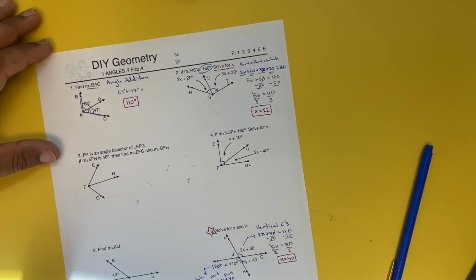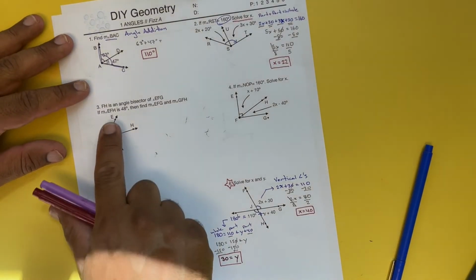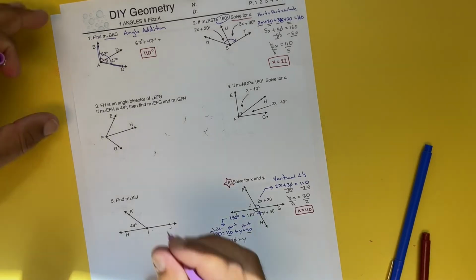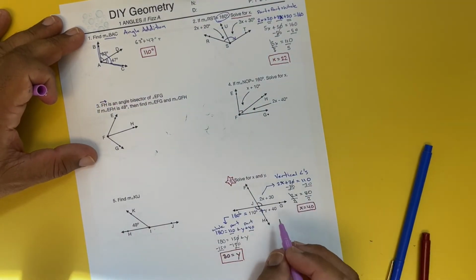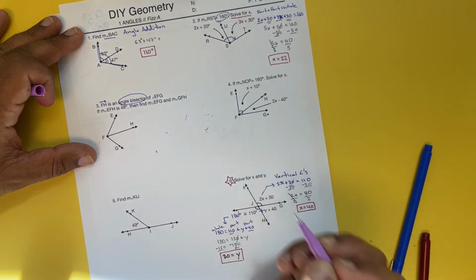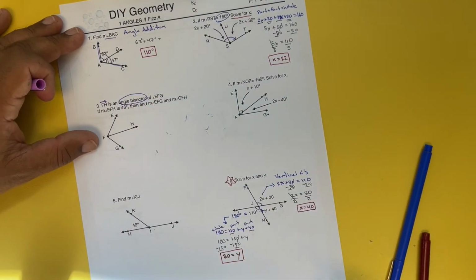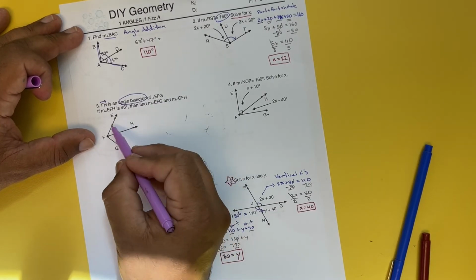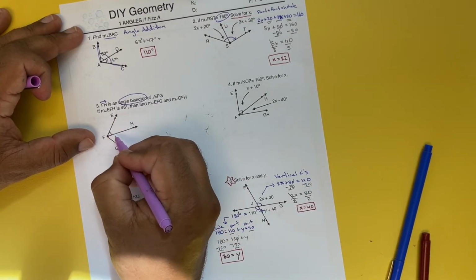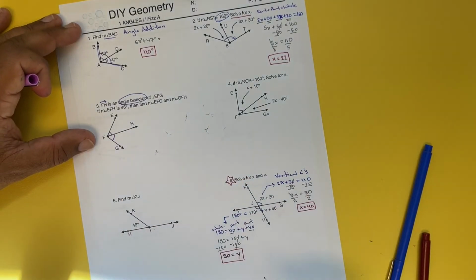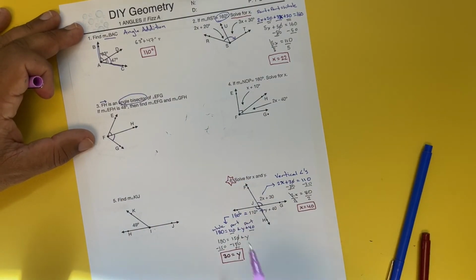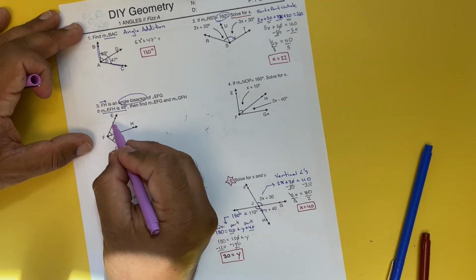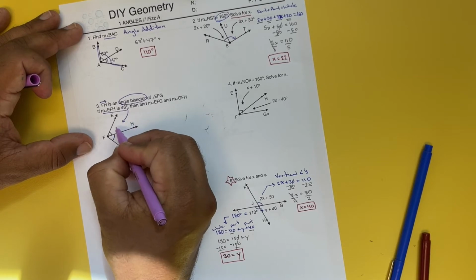All right, moving down the page. Number 3. It's saying that ray FH is an angle bisector. That means it's cutting an angle in half. So FH is an angle bisector of angle EFG. So if it cuts it in half, this angle and this angle are going to be congruent. The measures are going to be equal. The question tells me that EFH is 48.